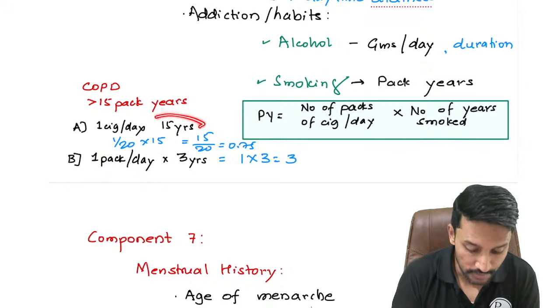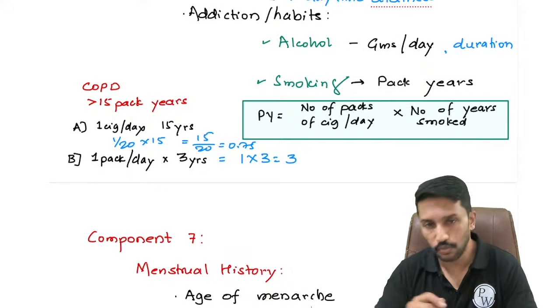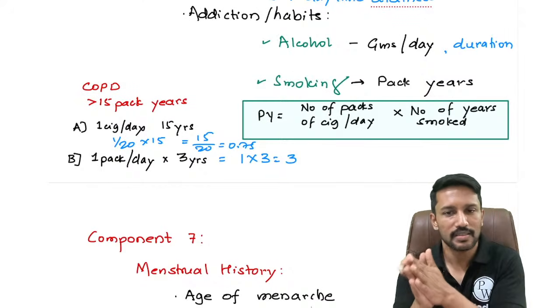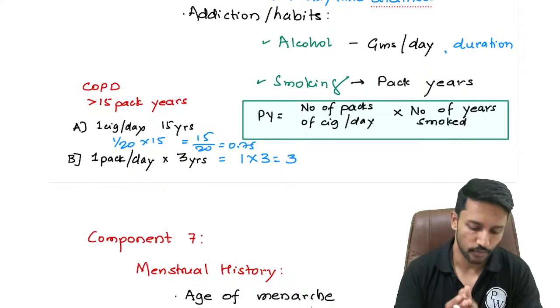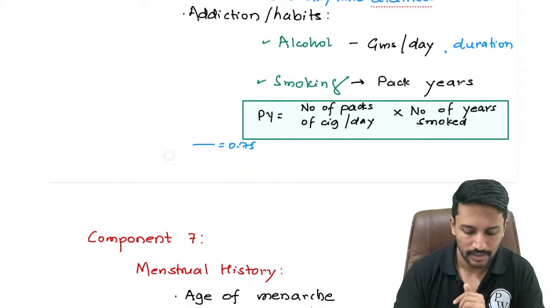He has been smoking for 15 years. This person had been smoking for just 3 years. So this is how we can match the quantity and duration to assess the relative risk of someone developing a particular disease, that is COPD in case of smoking. So whenever we talk about smoking, document it in terms of pack years.